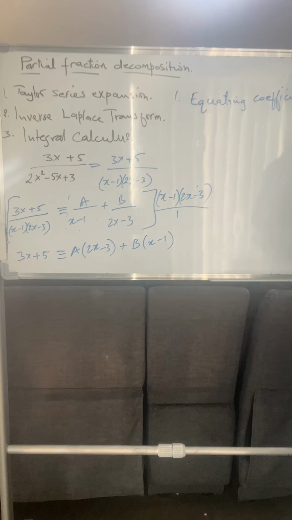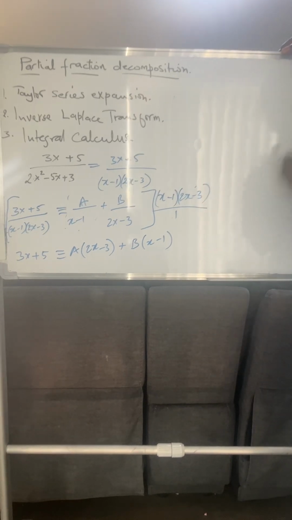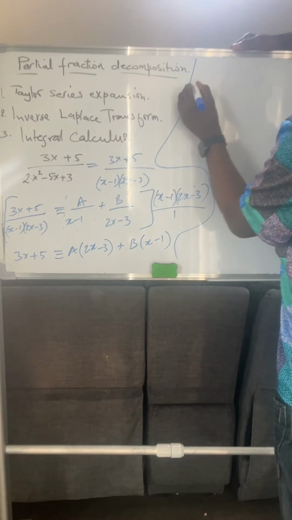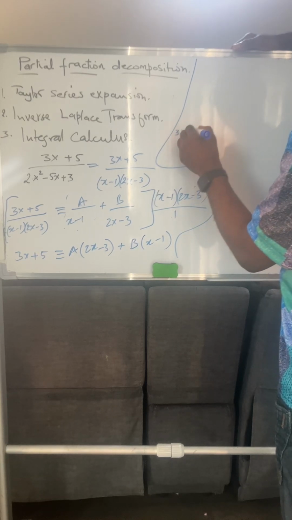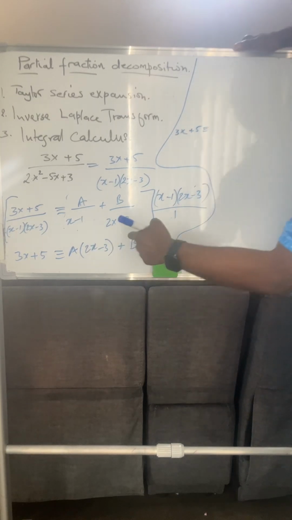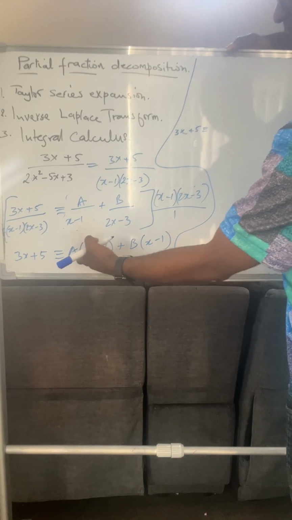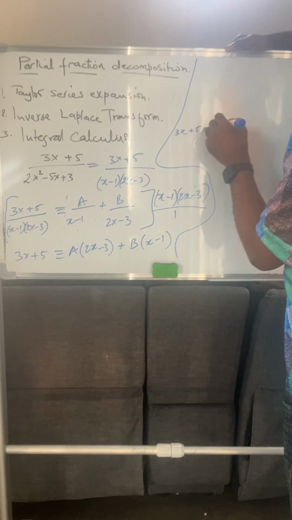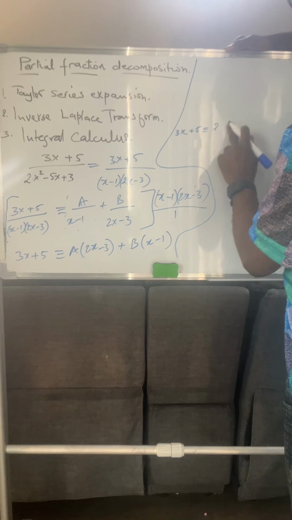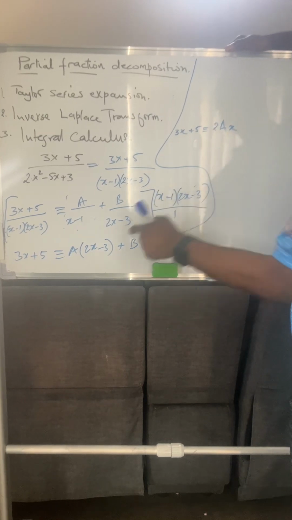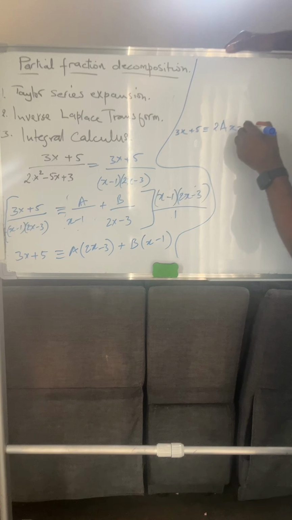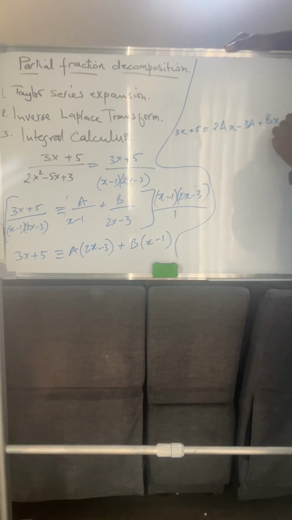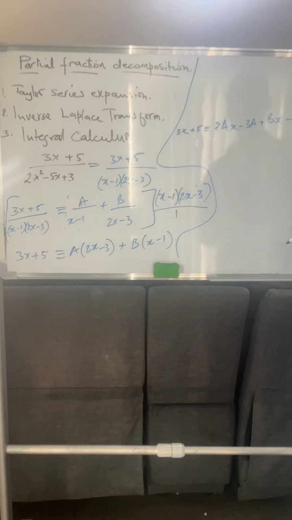So let's now expand this fraction here. So we'll have 3x plus 5 equivalent to 2, you expand here, so you'll have 2ax, let me say 2ax, it doesn't really matter, minus 3a, then plus bx minus b.